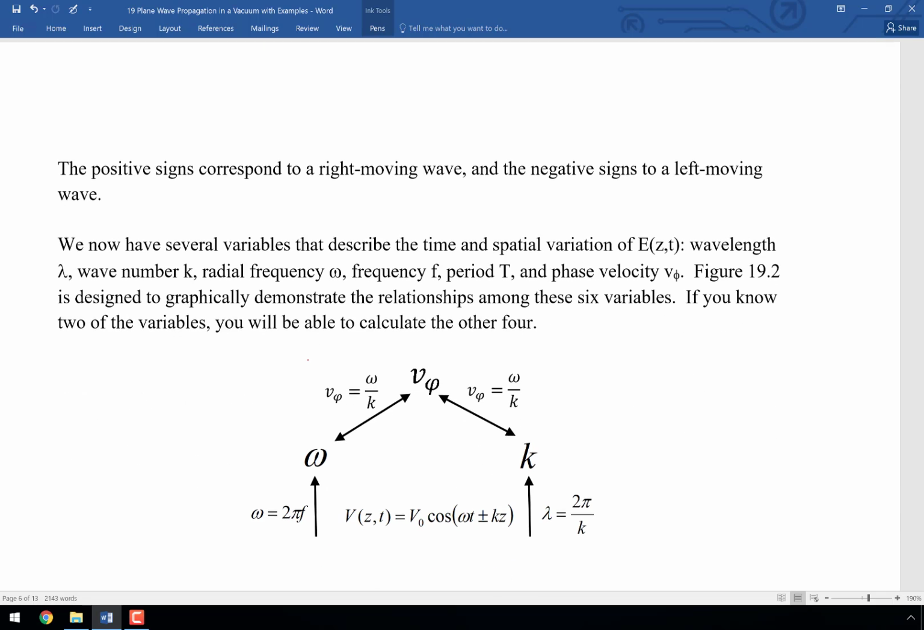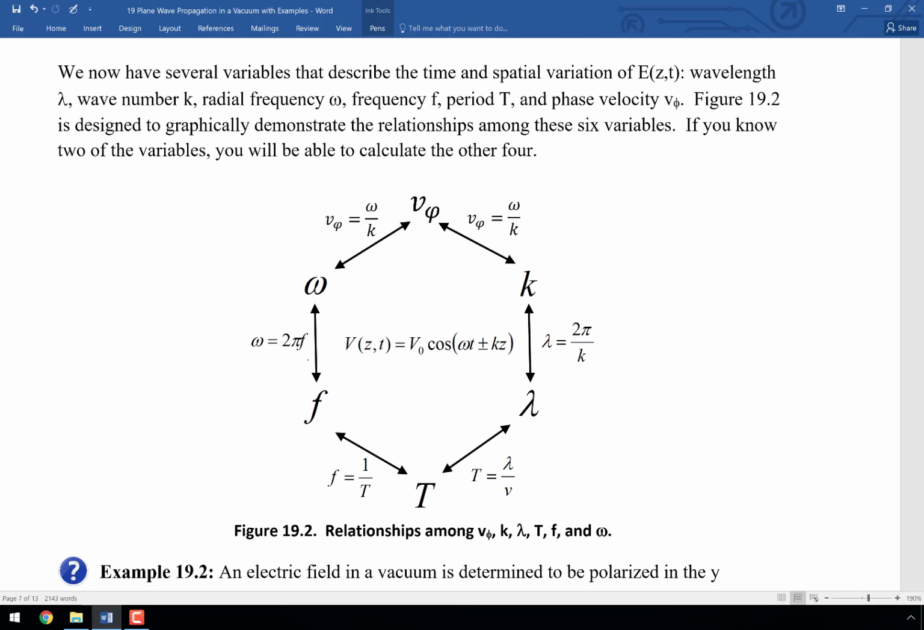I put together this table, or I guess it's an image, that is sort of like the circle of life for electromagnetic waves. I've never seen this anywhere else, but I think that it's very helpful because this was something that when I was a student was very confusing to me, how all of these variables related to each other. It's interesting that if you're given two of these, I should specify you can't be given f and T. That wouldn't be sufficient. You have to be given one on the left and one on the right, something that corresponds to space and something that corresponds to time, or you can have the phase velocity.